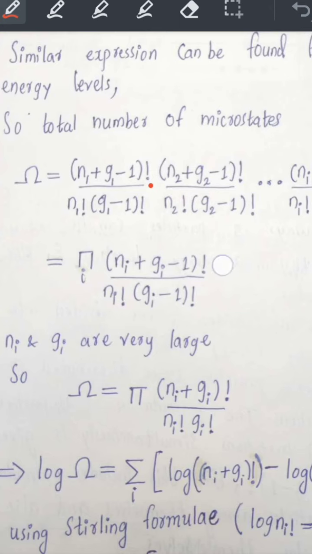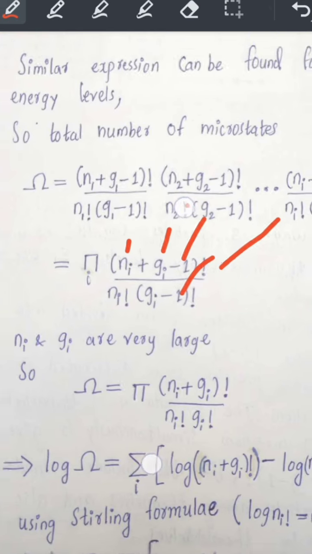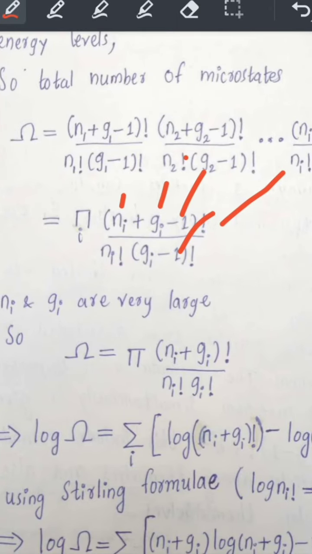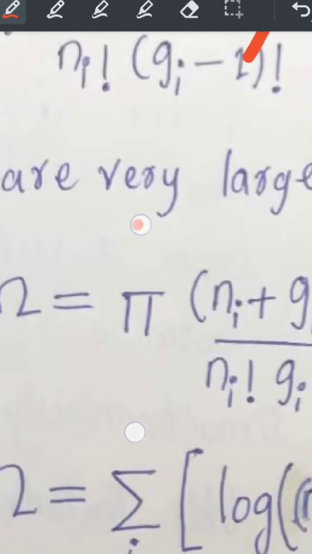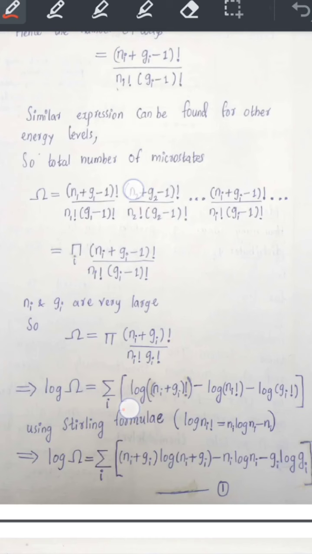From this expression, you can see that if this Ni and Gi are very large, you can simply neglect this one from the numerator and denominator, because the contribution of that one is very, very small. So you can write this expression, by neglecting that one, as the product symbol pi times Ni plus Gi factorial over Ni factorial times Gi factorial, with the index i here.